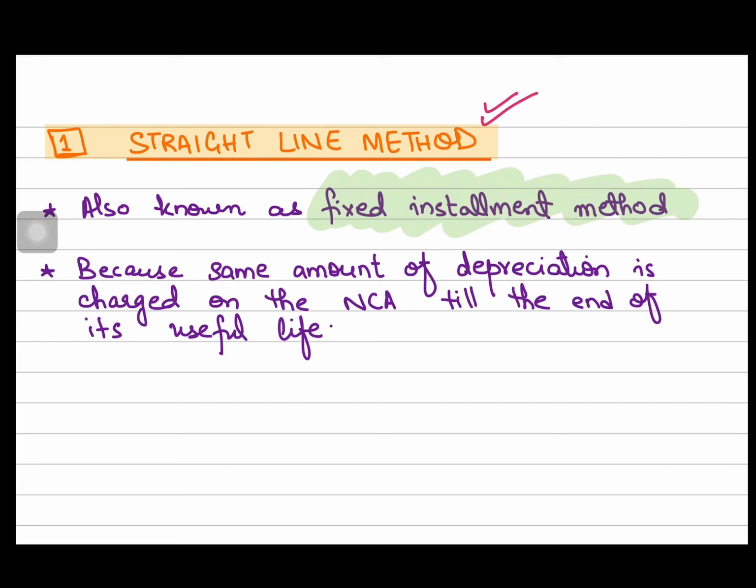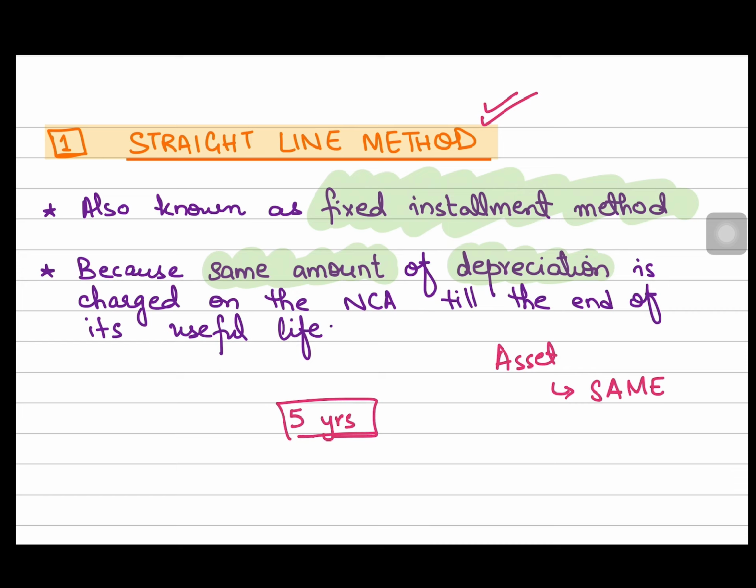Now why it is called straight line or fixed installment method is because the depreciation that is charged every year for a particular asset is the same till its useful life, right? So for instance, if an asset has an estimated useful life of 5 years, then for 5 years the depreciation that the business will be recording in its income statement will be the same amount, the same value, right?